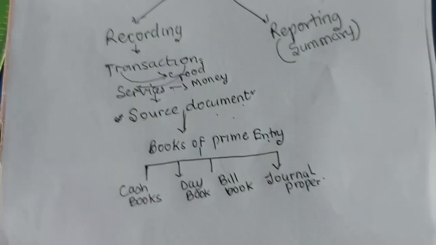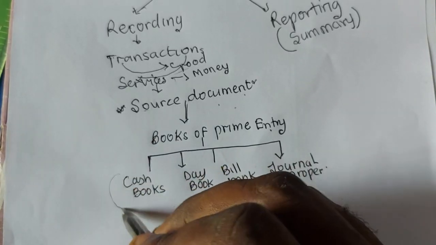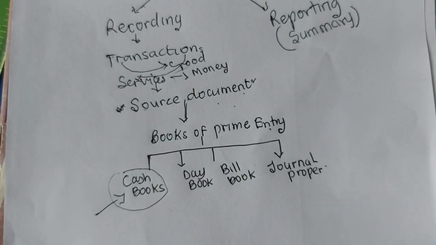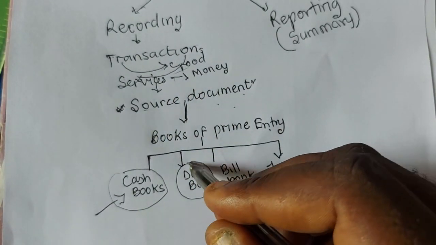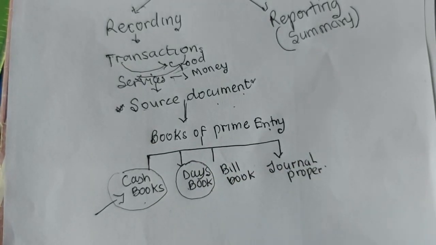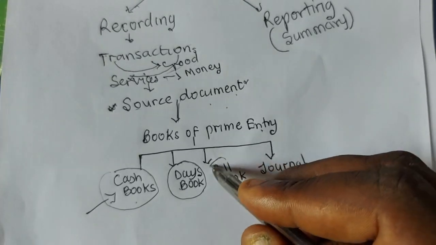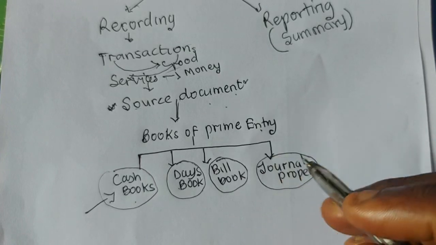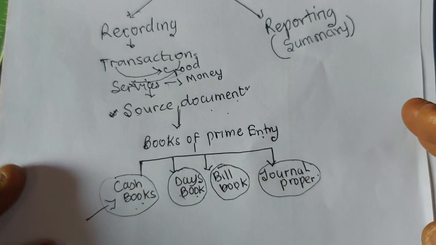If the transaction is a cash transaction, it will be recorded in the cash book. Transactions that are credit transactions will be recorded in the day books. We are going to treat these one after the other later as we go on in our course of studies. Then the bill books too, and the journal proper. What all these are used for will be treated later.